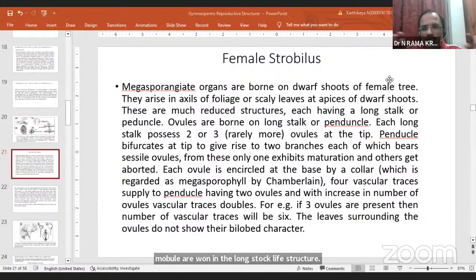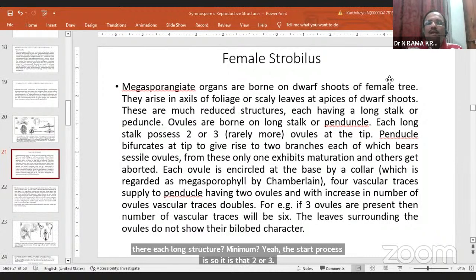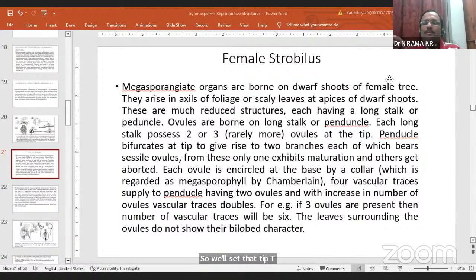Each long structure possesses a stalk, a peduncle, with two or three ovules at the tip. The tip of the peduncle gives rise to branches, each of which bears sessile ovules. Of these, only some mature and the others get aborted. Each ovule is encircled at the base by a collar, which is regarded as megasporophylls.